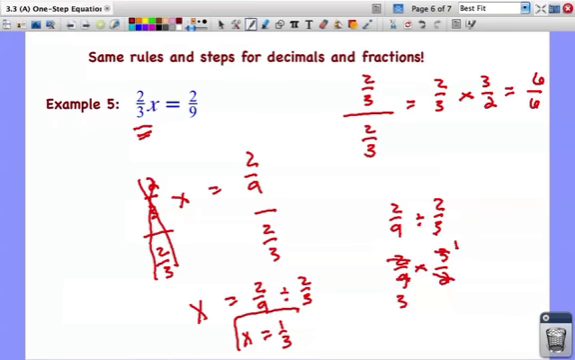And that's it, you guys. When we're solving one-step equations, just perform the opposite operation, and that'll help you out.